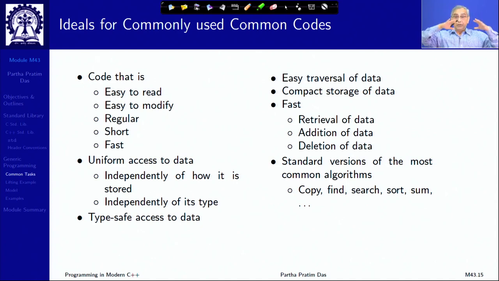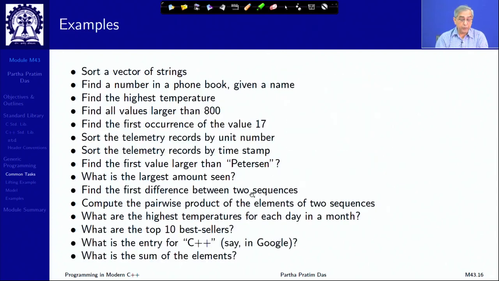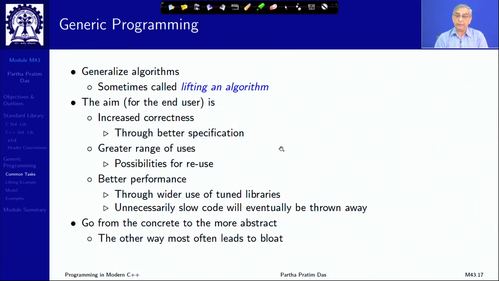Can we write algorithms or code at that level of generality? If we can, that is what is called generic programming. So, here is just a jumbled list of some common tasks like sorting a vector of strings, finding the first value larger than Peterson, finding the entity for C++ when you search in Google and so on and so forth, which are generic in nature, but come from a wide variety of domains, for a wide variety of types, for a wide variety of possible values. So, instead of having to write separate specific code for these tasks, can we generalize? That is the basic question that we are trying to answer in generic programming.